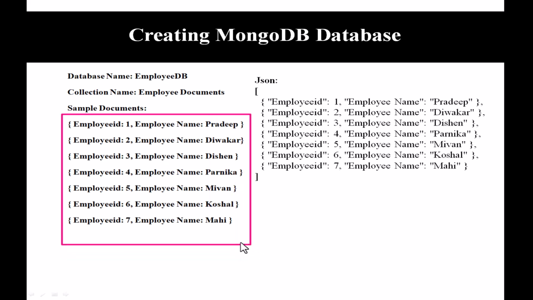You can use sample documents with the names of particular employees. Here we have created different employee names: Pradeep, Divakar, Dishan, Parnika, Mivan, Kaushal and Mahi. So these are the names which we have created. Next, if you want to use the same thing in JSON format.